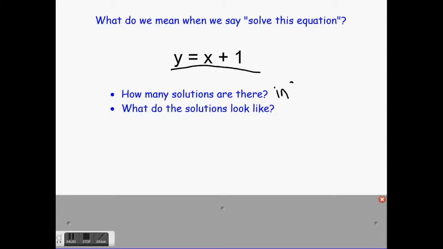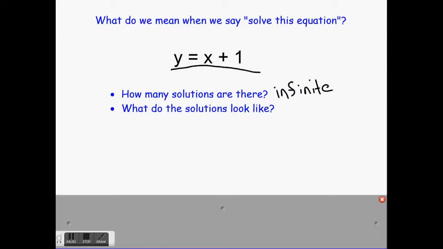And what do the solutions look like? So when I have a solution to this, let's say it was 2 and 1, right? So y is 2, x is 1. What does the solution look like? How do I write it? Any ideas? Y equals that and X equals that. Well, we can start with that. So y equals 2, x equals 1.